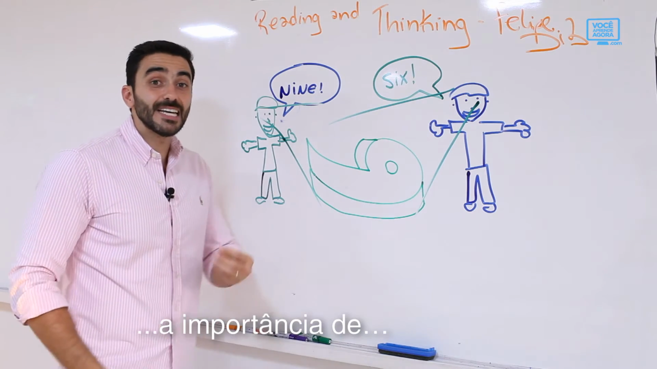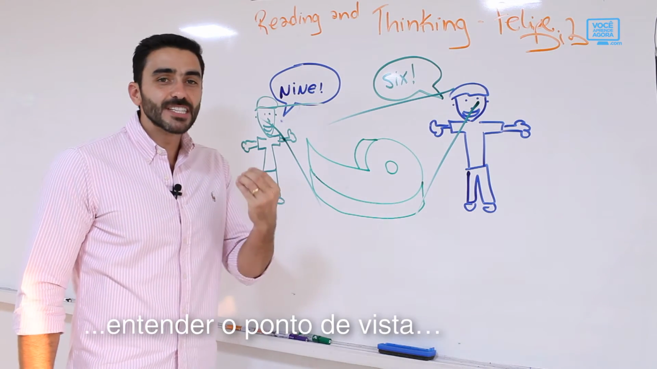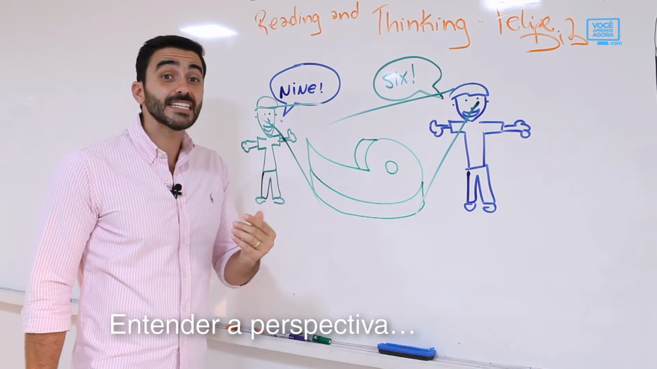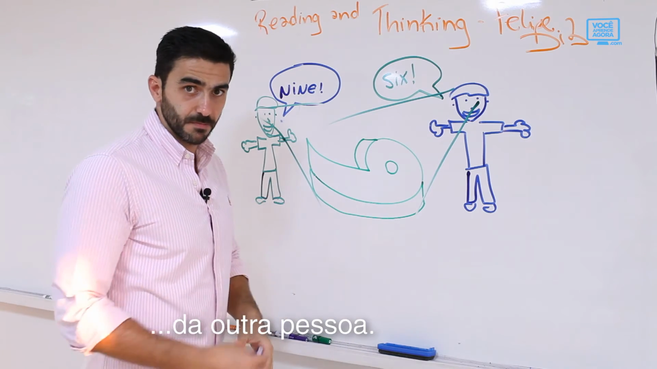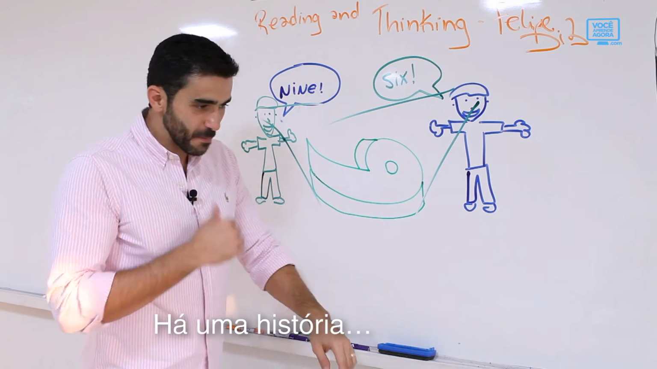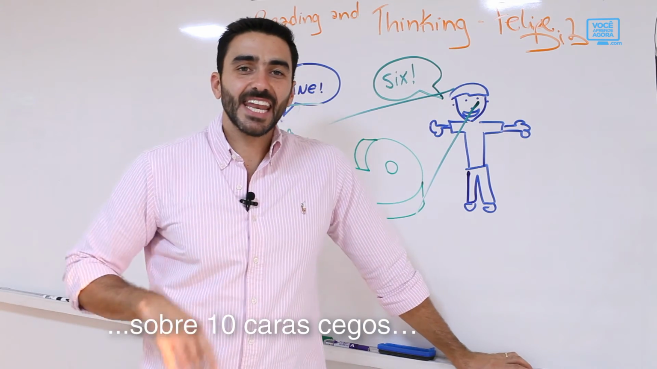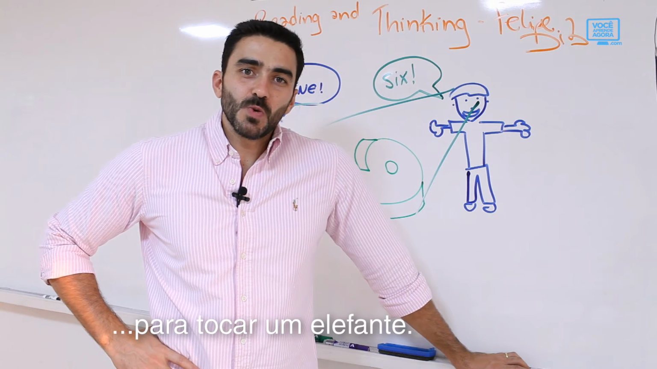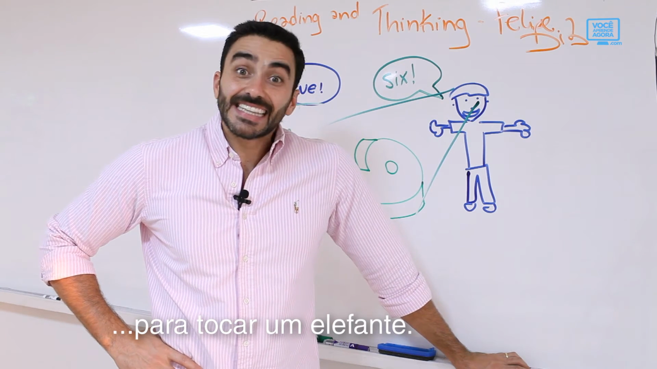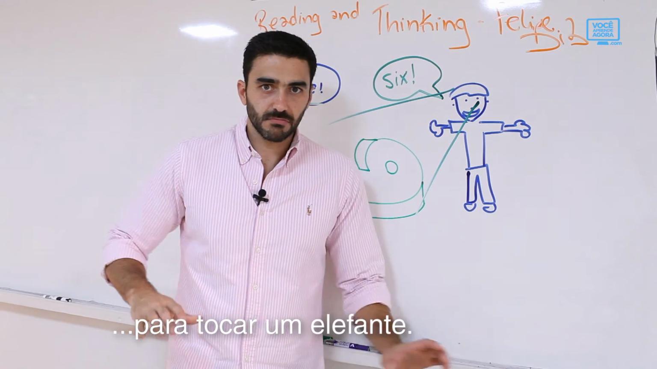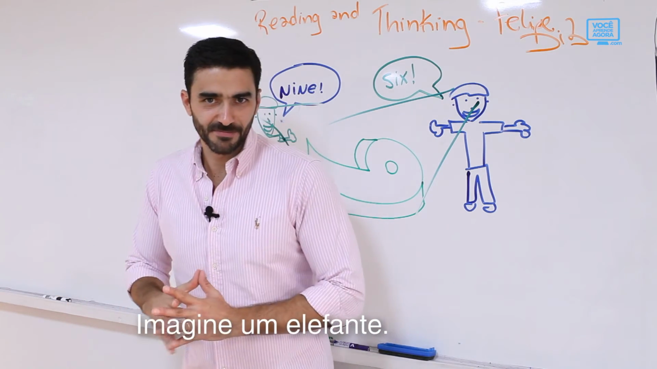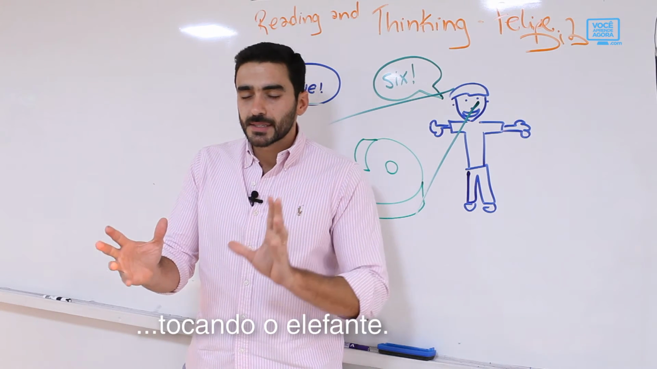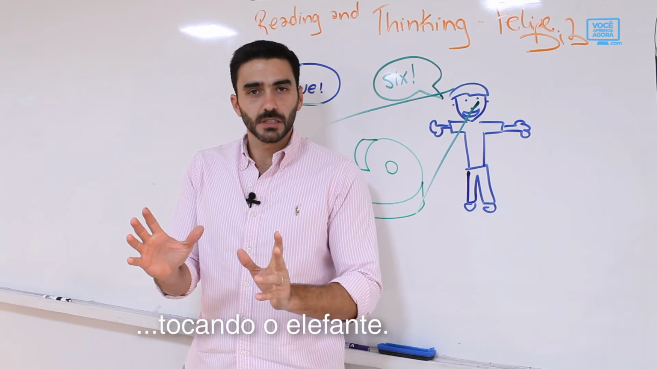Here you see the importance of understanding the other person's point of view, understanding the other person's perspective. There's a story about 10 blind guys who were selected to touch an elephant. Imagine an elephant. Now imagine 10 blind guys touching the elephant.